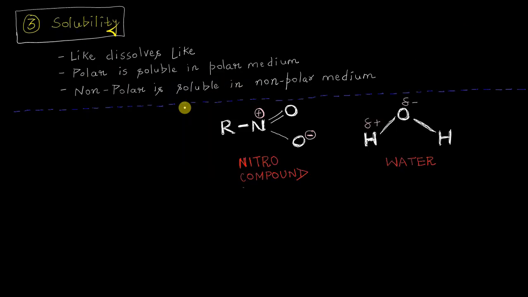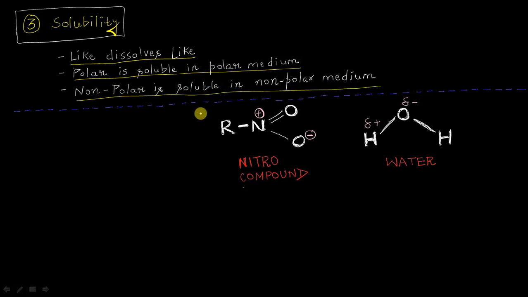Okay, now the next thing is the solubility of these nitro compounds. In chemistry, like dissolves like. This means a polar compound is soluble in a polar type of medium. On the other hand, a non-polar type of compound is soluble in a non-polar type of medium. So now if we want to talk about the solubility of a nitro compound in water, we can see here that this nitro compound is having two poles, one negative and one positive. So better to call this nitro compound a polar type of molecule.